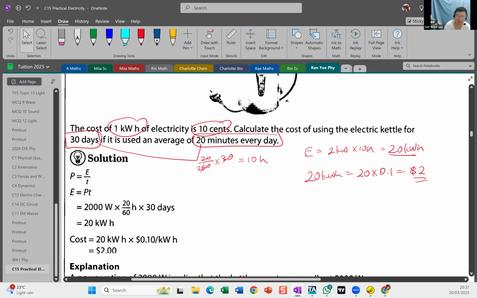Okay, that's all. You get the idea? I always keep my money in dollars, try not to use cents. Even though it gives me 10 cents, I put $0.1, and I know it's $2. Okay?